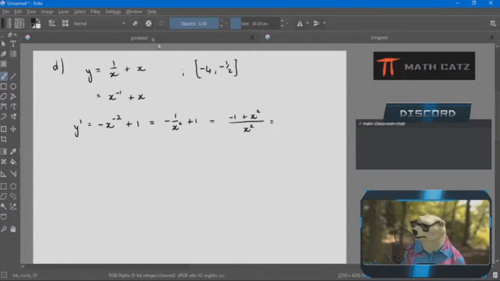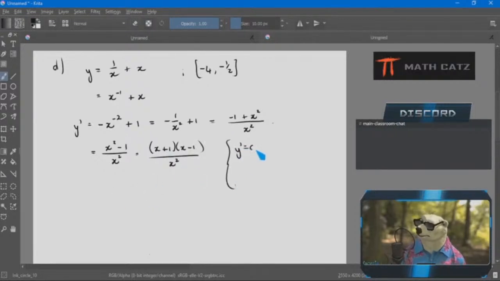Maybe I want to make it look as nice as I possibly could. I'll do it over here. That's x squared minus 1 over x squared. And that is going to be the difference of two squares. So I can factor that, just making my life as easy as possible for the next bit. Then I can say, oh, this derivative is 0, clearly when x is 1 or -1. And the derivative is undefined when x is 0.